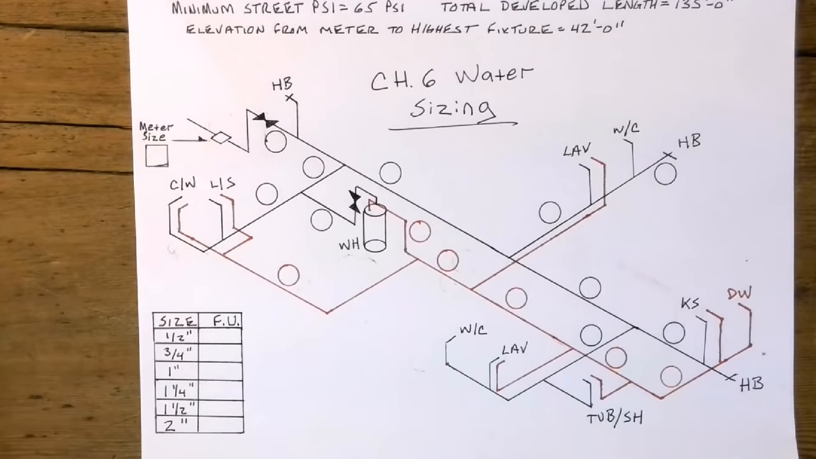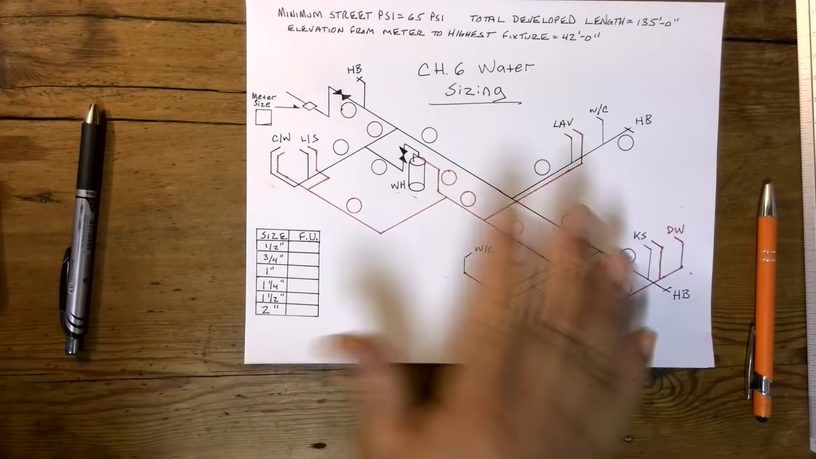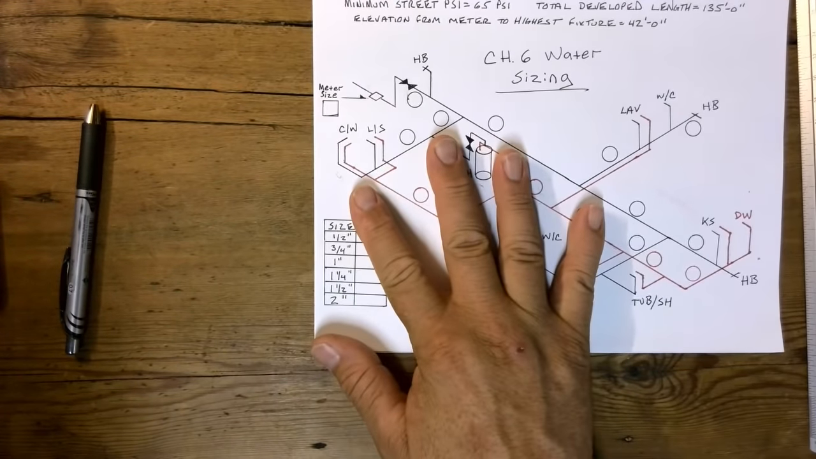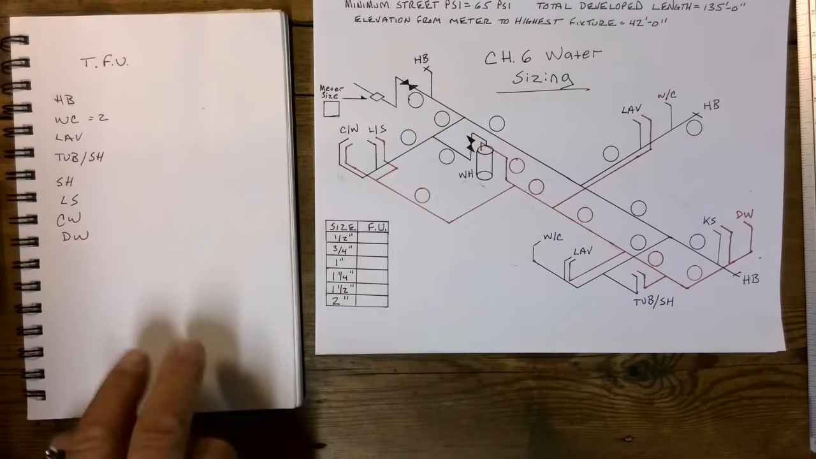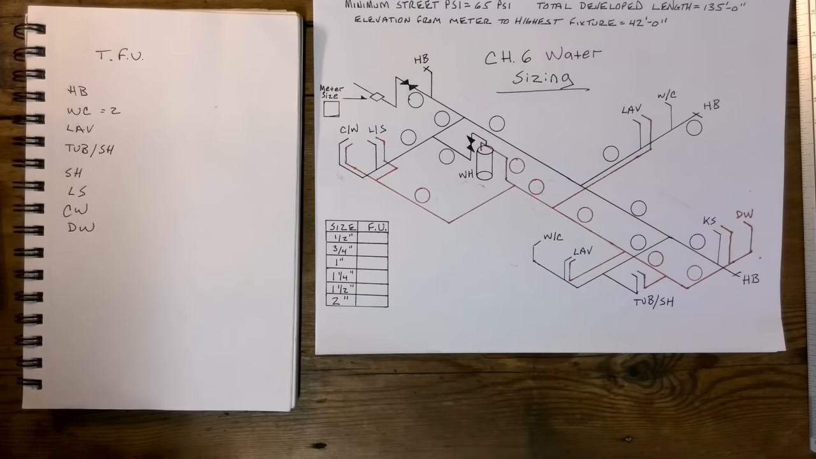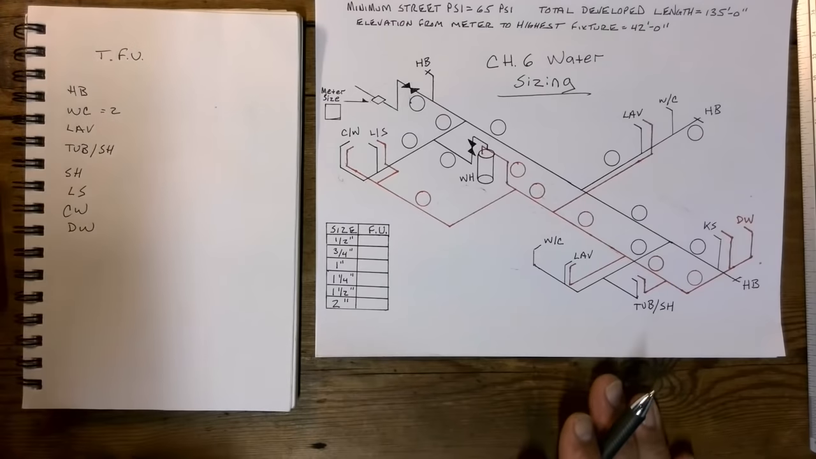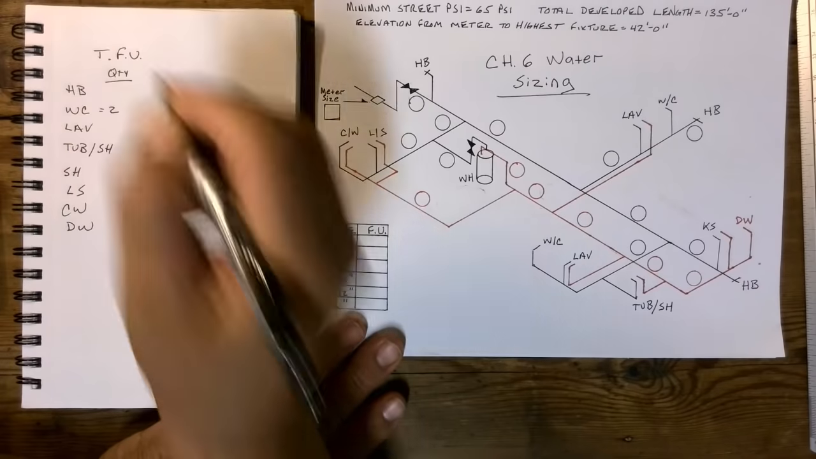Sorry. This is going to get tricky. Let's see if we can zoom out a little bit for just a few moments, huh? Zoom out a bit. This will make life a little bit easier. Oh yeah, much better. Okay. We didn't touch hose bibs yet. This is quantity. All right.